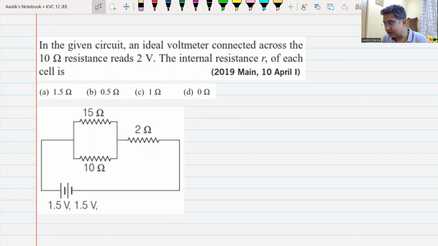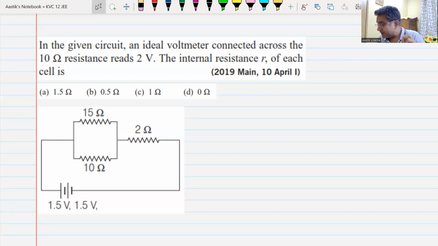In the given circuit, an ideal voltmeter, don't worry about the ideal voltmeter, we will be doing what an ideal voltmeter is. An ideal voltmeter is connected across the 10 ohm resistor and it reads 2 volt. Similar question, you can see, this is the April session, and the same question I have taken from some other session. The same question comes from the same topic in different sessions.